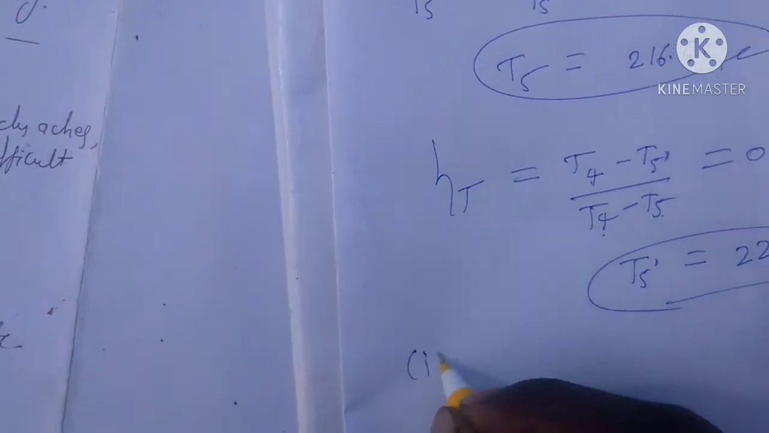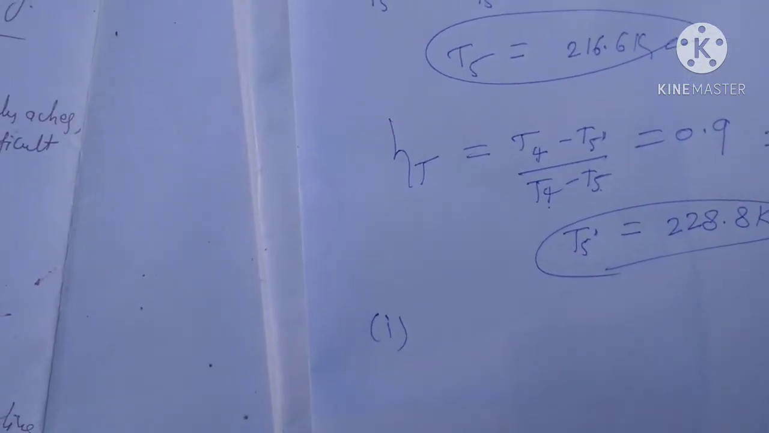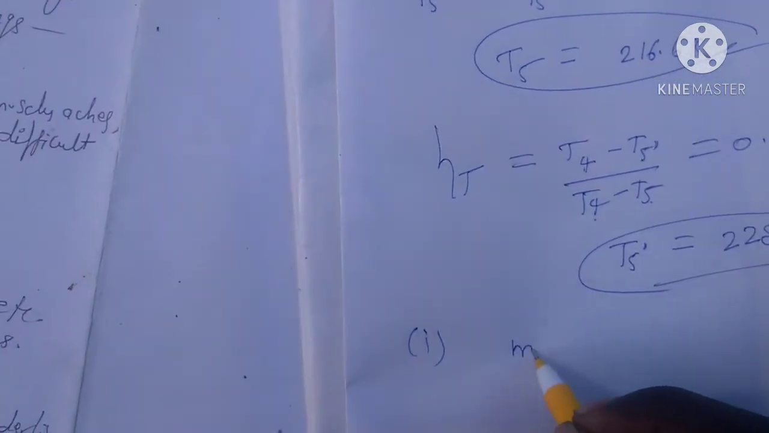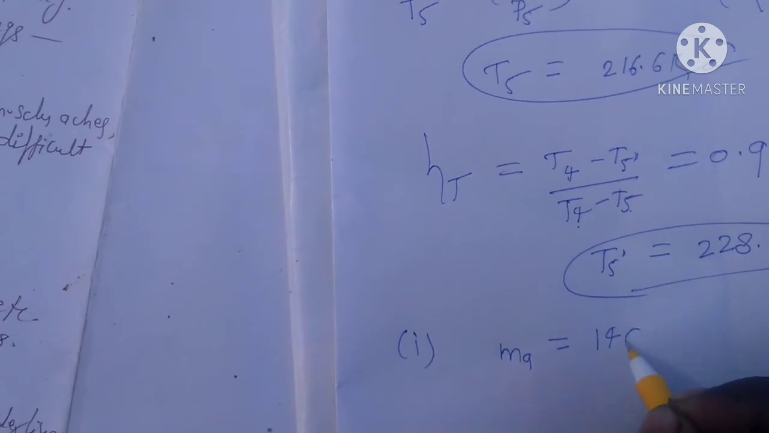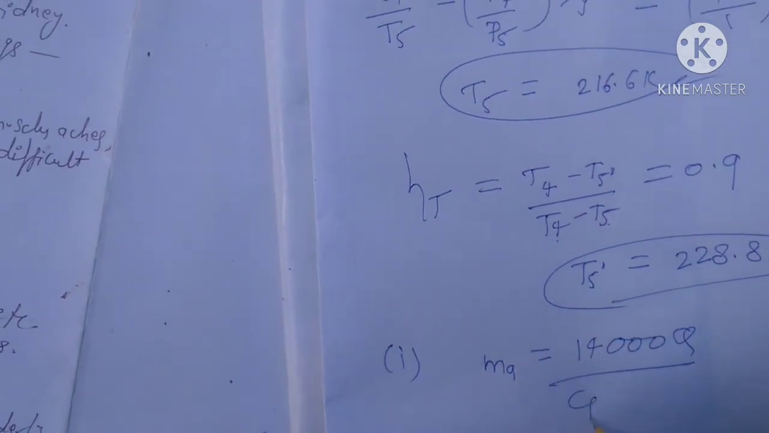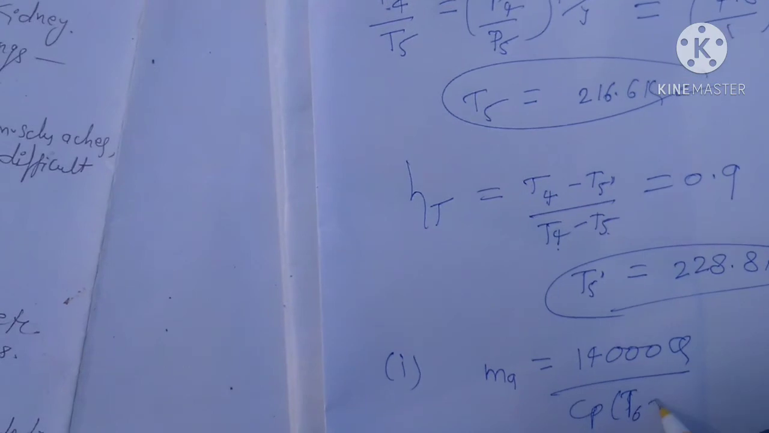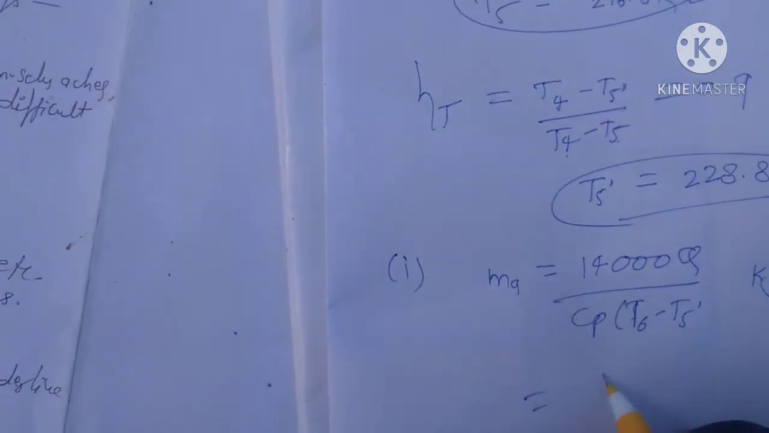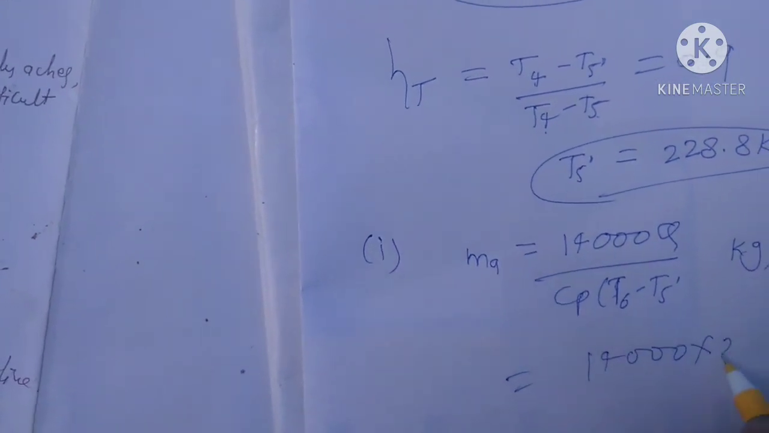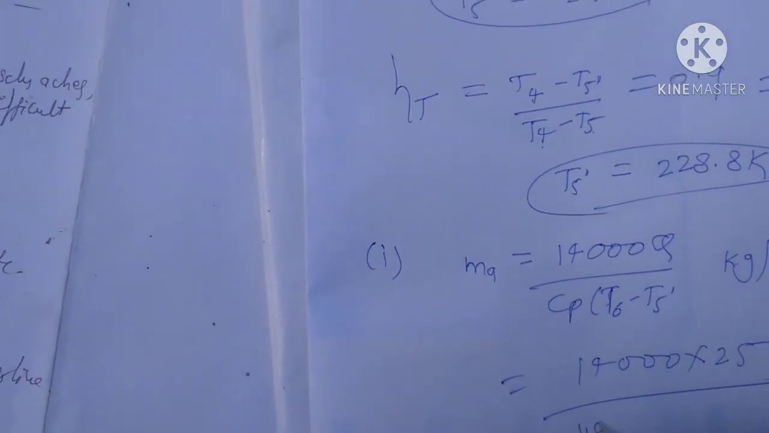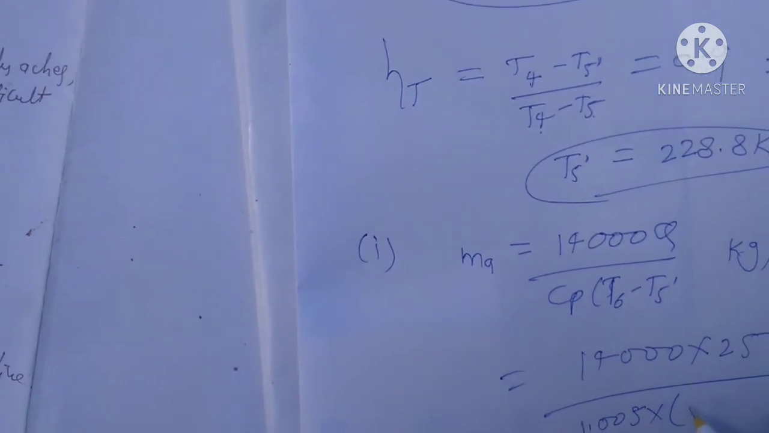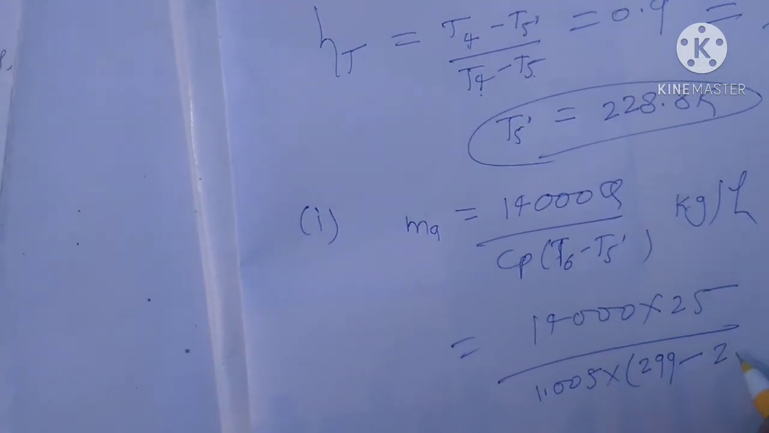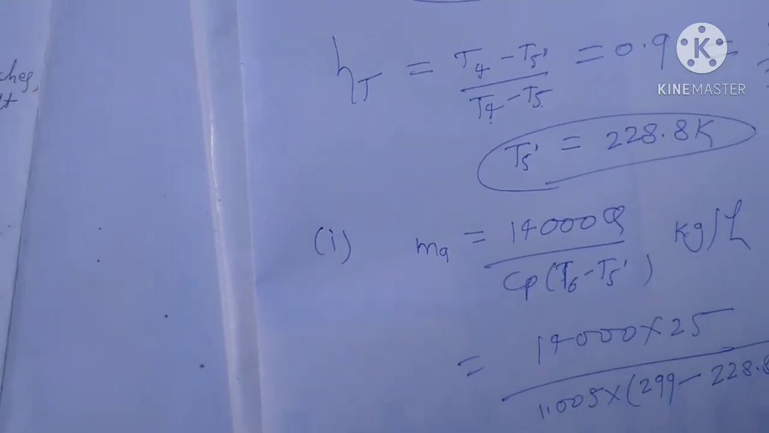So the first question is to find the mass of air circulated per minute. MA equals 14,000 Q divided by Cp times T6 minus T5 dash, in kg per hour. So 14,000 times Q, which is 25, divided by Cp, also given as 1.005, times T6 299 minus T5 dash 228.8.